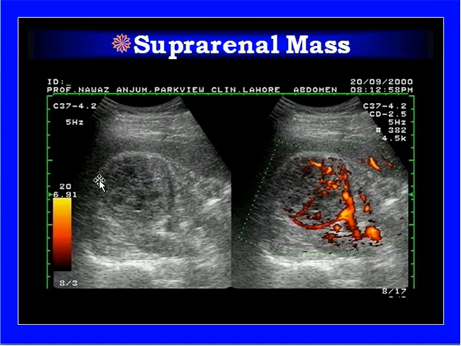Now, while studying the renal system, we have to see the suprarenal structures as well. This is a suprarenal mass. You can see a complex mass on the top of the right kidney, and when we put the color Doppler on, you see this mass is moderately vascular.